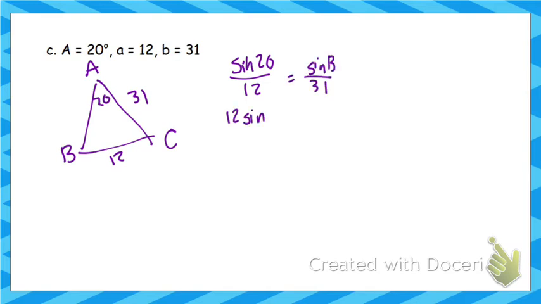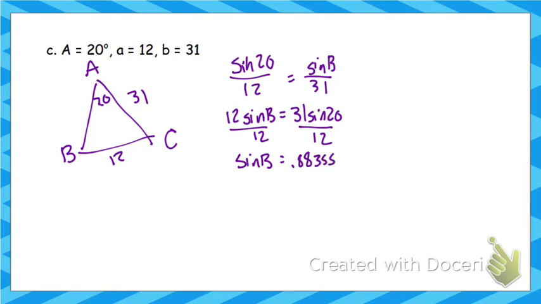Cross multiply and divide. So sine B is equal to 31 times sine 20 divided by 12. So sine B is 0.88355. So again, in order to find the angle, then we have to do inverse. So I'm going to do shift sine, so sine inverse, and I get that angle B is 62 degrees.